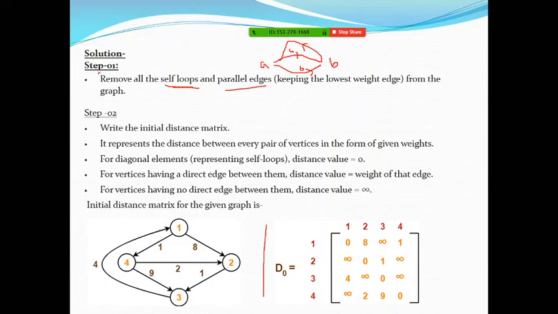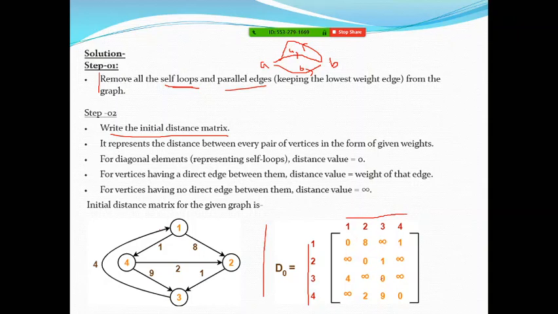So step number 1 is to remove all the self loops or parallel edges. Now what is step number 2? Write the initial distance matrix. So what is the initial distance matrix? Like 1, 2, the distance is 8. Like 1, 3, no direct edge. So it is the initial distance matrix. On this side, we are writing 1, 2, 3, 4. On this side, we are writing 1, 2, 3, 4. So we are just entering elements.